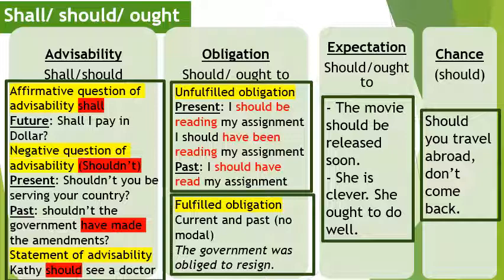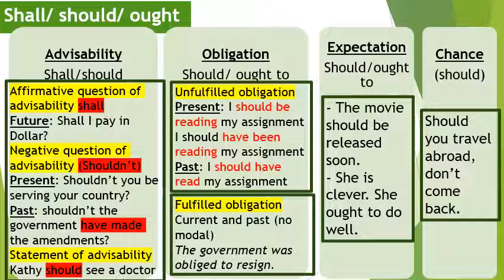Now we have obligations when you are obliging somebody to do something, and you use here either should or ought to. We don't have shall here anymore, but you have unfulfilled obligations, and unfulfilled obligations in turn are divided into two types, which can either be in the present or in the past. I should be reading my assignment, or I should have been reading my assignment. Okay, and you see that this is present continuous in the first one, and present perfect continuous in the second one.